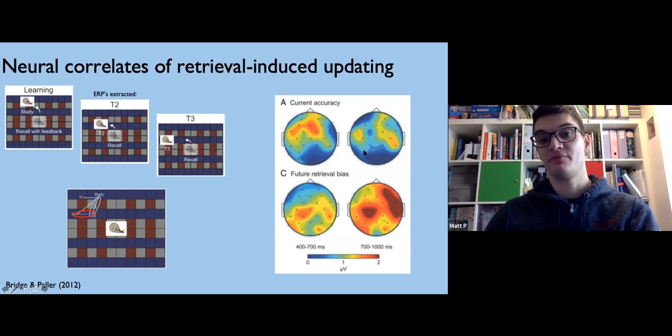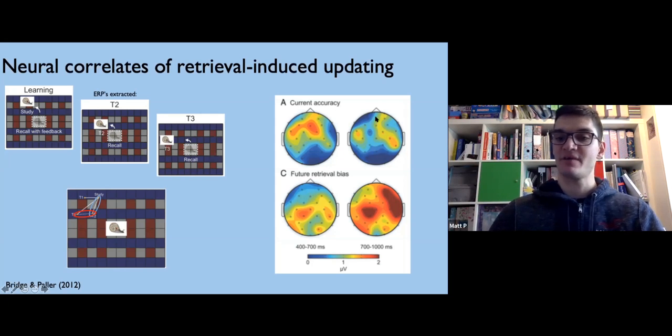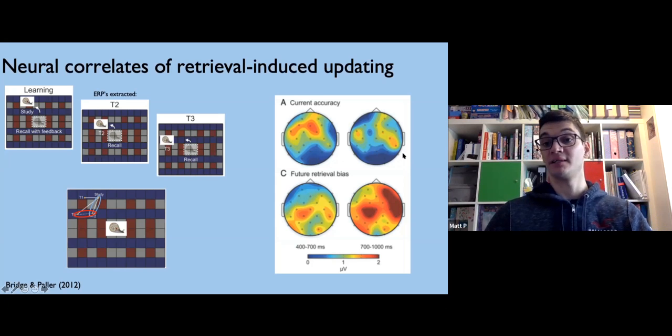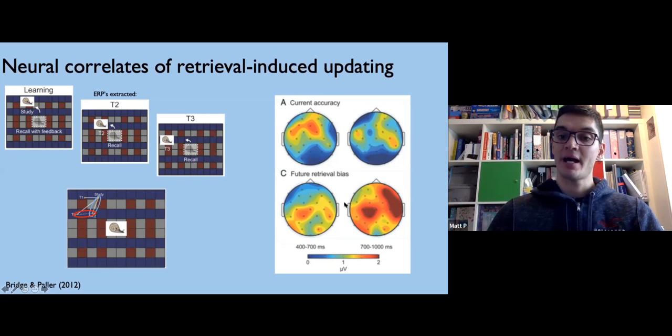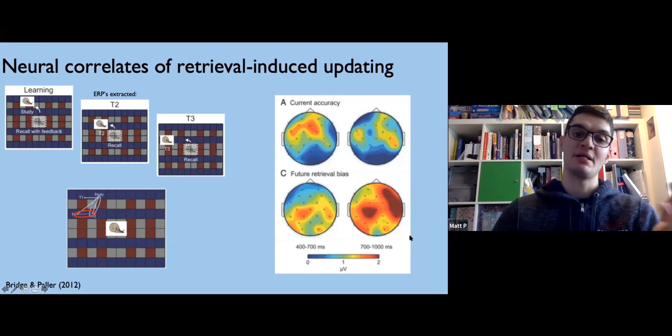So this maps onto those arguments I suggested earlier. Updating could occur via a reactivation effect, by retrieving and reactivating the memory, and it could be characterized by an encoding effect, so information is encoded into long-term memory and that information is remembered later on.